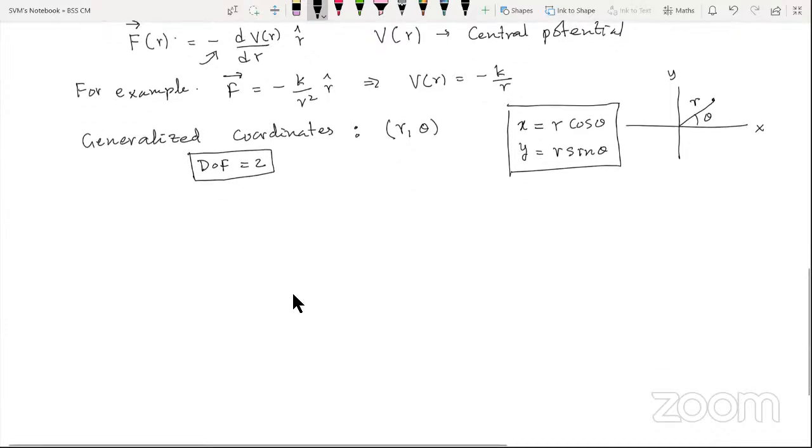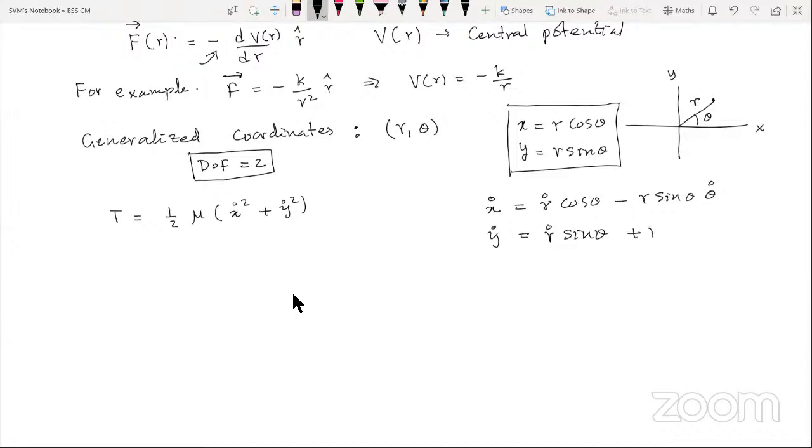Now we can write down our kinetic energy. Kinetic energy is equal to half mu, I'm calling this the reduced mass, into x dot square plus y dot square. You can write x dot from here as r dot cos theta minus r sin theta into theta dot, and y dot is r dot sin theta plus r cos theta into theta dot. You square it and add it, then you will get half mu times r dot square plus r square theta dot square. The cross terms will cancel and you have this as your kinetic energy.